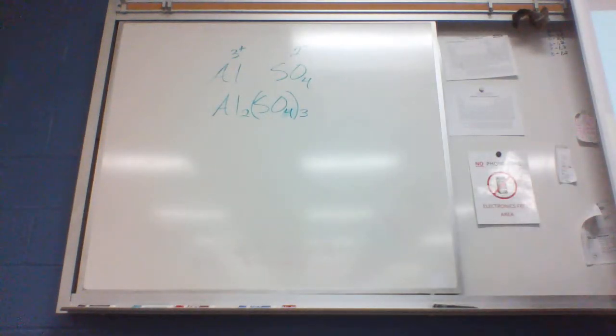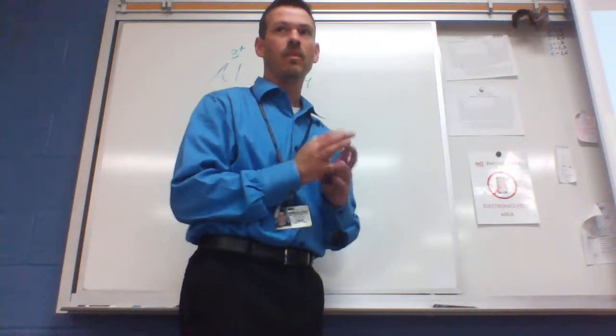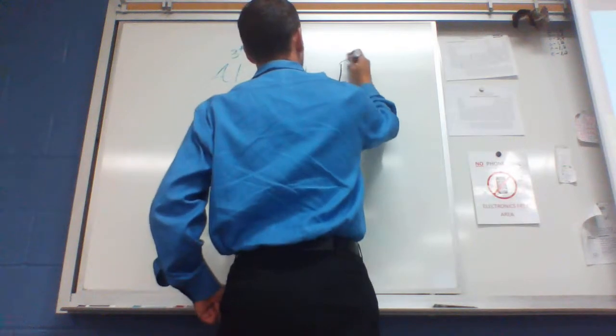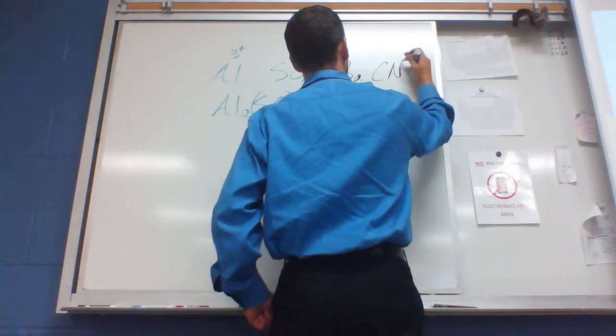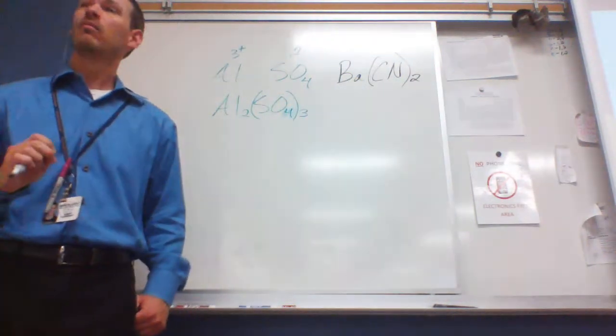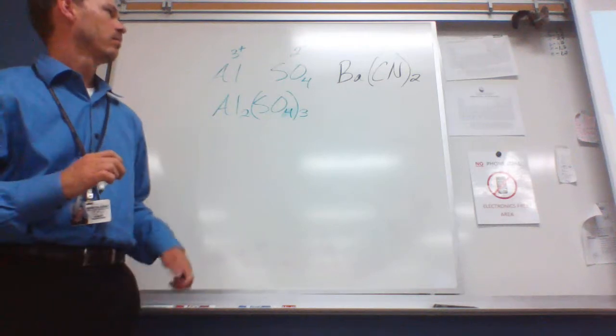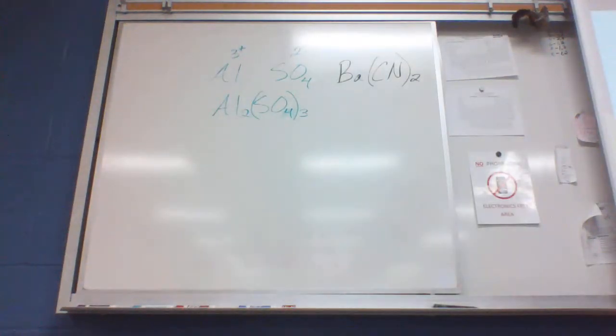Let's go over to 1.5. 1.5, we're doing barium cyanide. Ba, parentheses CN, 2. Agree or disagree? Agree. Looks perfect. Stop me if it doesn't. Don't suffer in silence.